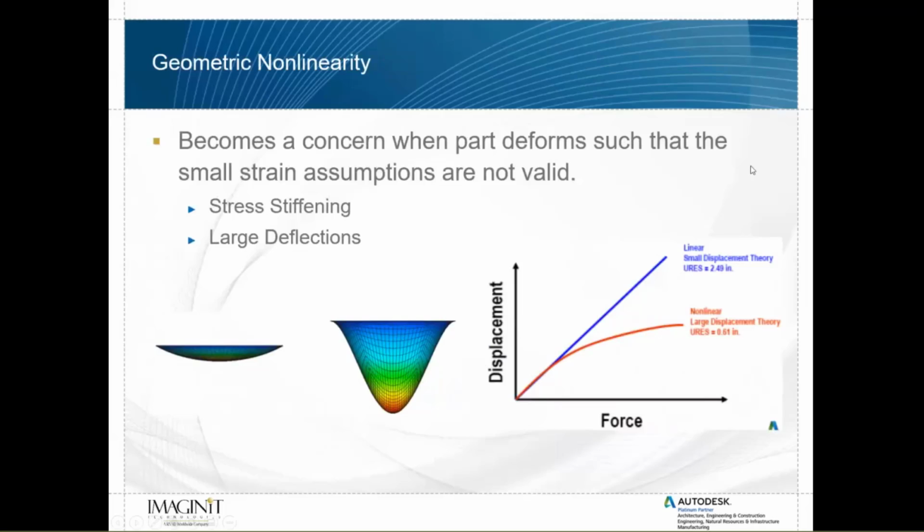So geometric nonlinearity, this is the first one. Again, what the solver is going to be looking for are these 2 things, stress stiffening and large deflections. So it's going to capture the displacement accurately. It's also going to capture the effects of stress stiffening, and this is a really important measurement that it'll be taking.